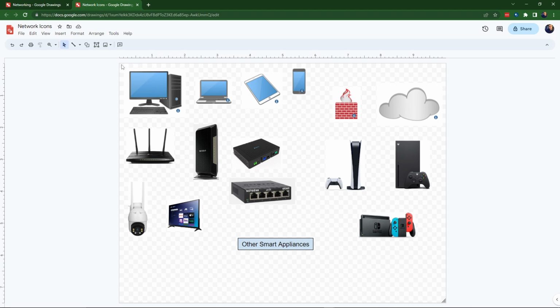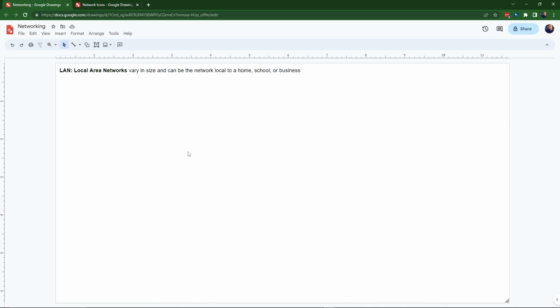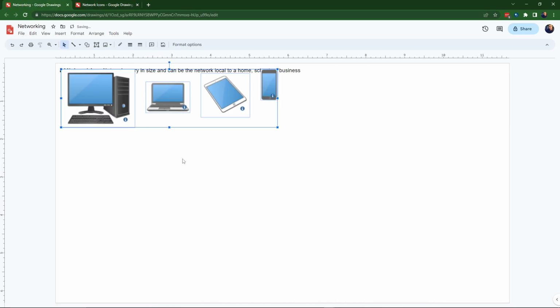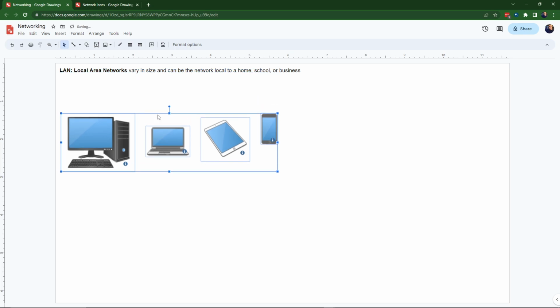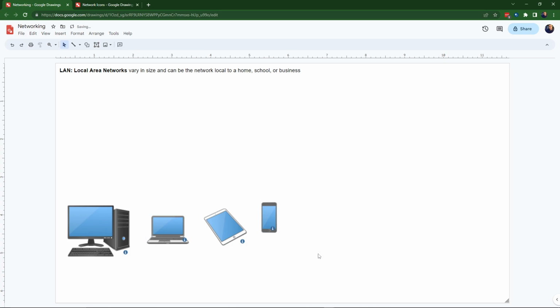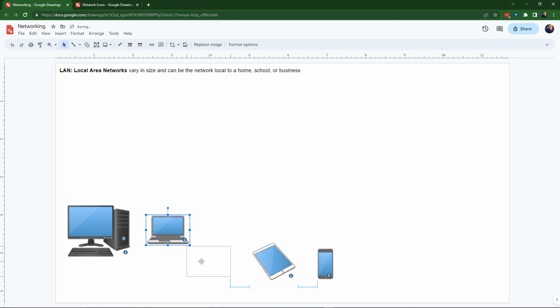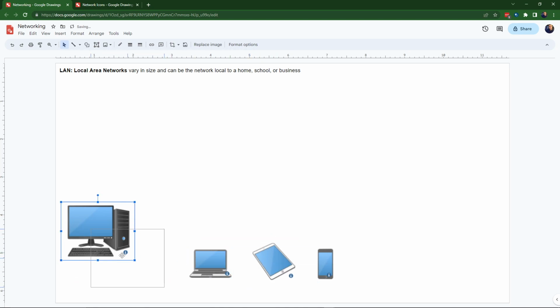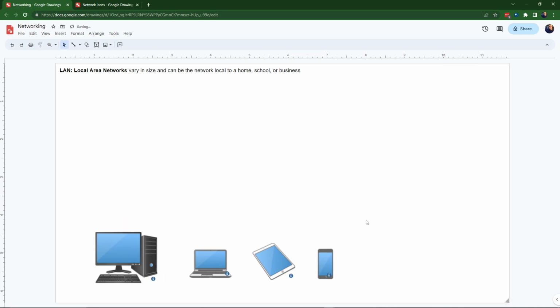So I'm going to copy a few of these and move them over here to our network. Let's start with simple stuff. Let's say that on my network I have a phone. That's my phone. I may have a tablet, a laptop, and a desktop. And let's say that I wanted to connect all of these things together. Well, the first thing we need to think about is how would I connect them together?